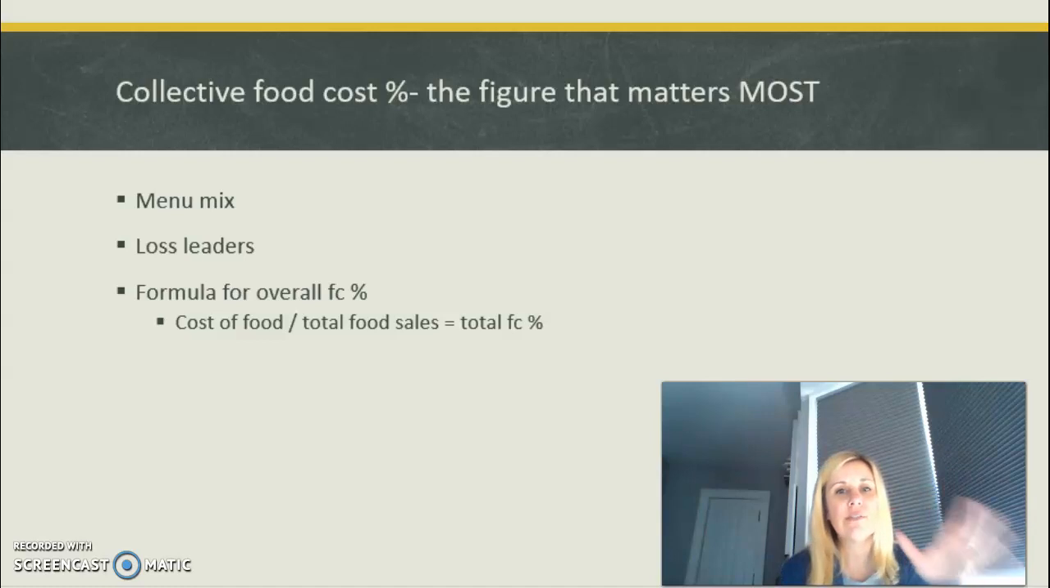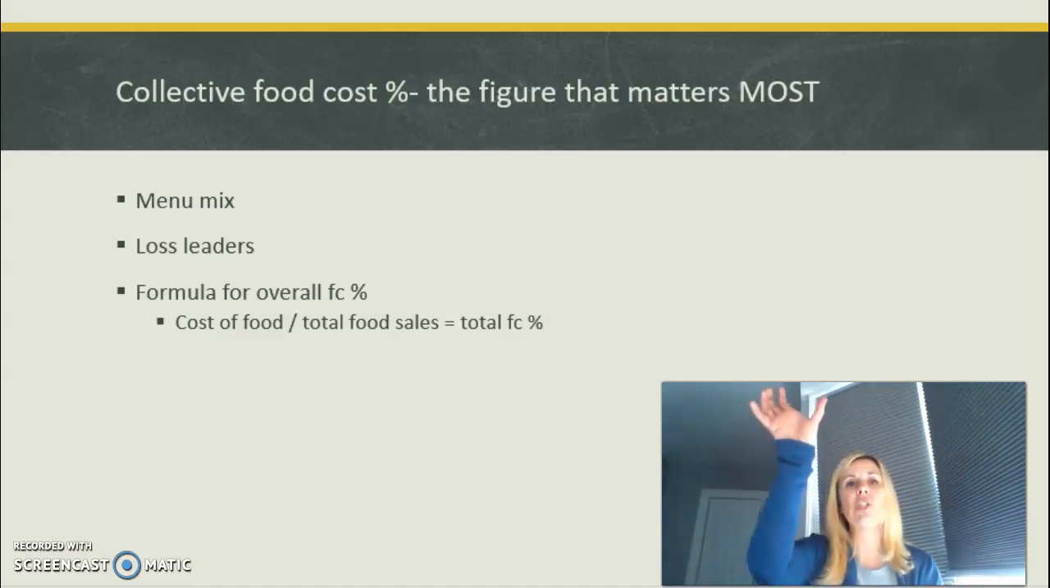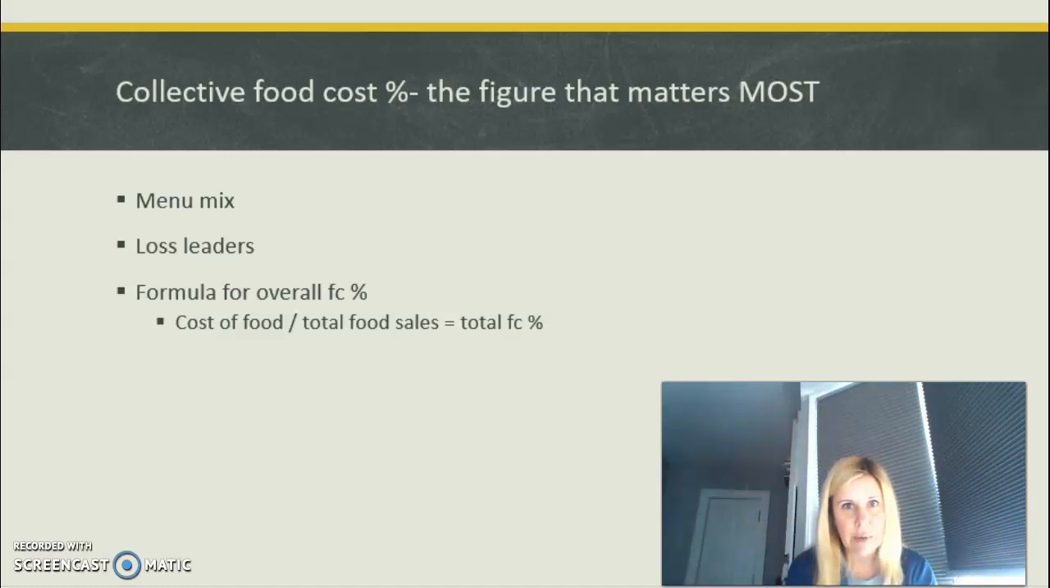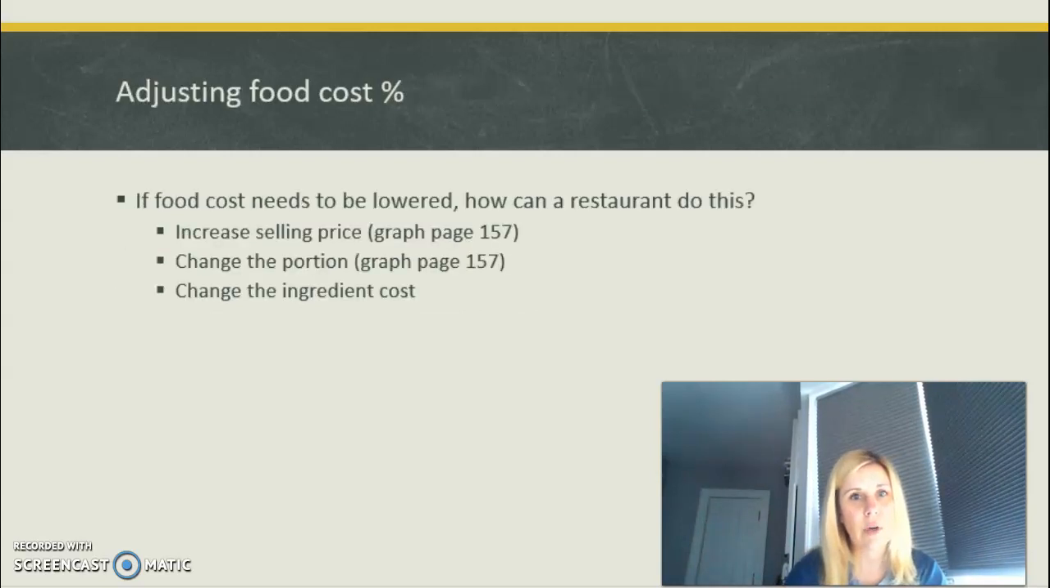So keep in mind that the overall formula for food cost is what I said. It's the cost of food, right? How much all the food costs you for an entire period of time. So you could do this for a week, you could do this for a month, divided by the total food sales. How much were you able to produce in sales based on the money that you spent, right? So cost of food divided by total sales will give you your total food cost percent overall.